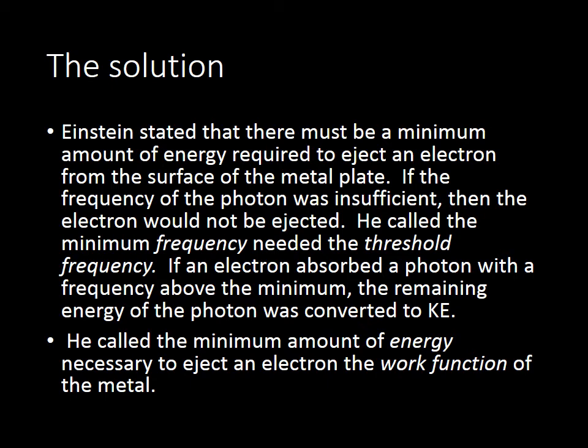Now, Einstein called this minimum frequency needed to eject that electron from the plate the threshold frequency. All right, so the minimum was the threshold frequency, and anything left over got changed to kinetic energy. Then, looking at the plate itself, he said that the minimum amount of energy an electron on that plate had to gain to be ejected from the metal, he called the work function of the metal, and each individual metal would have its own work function.